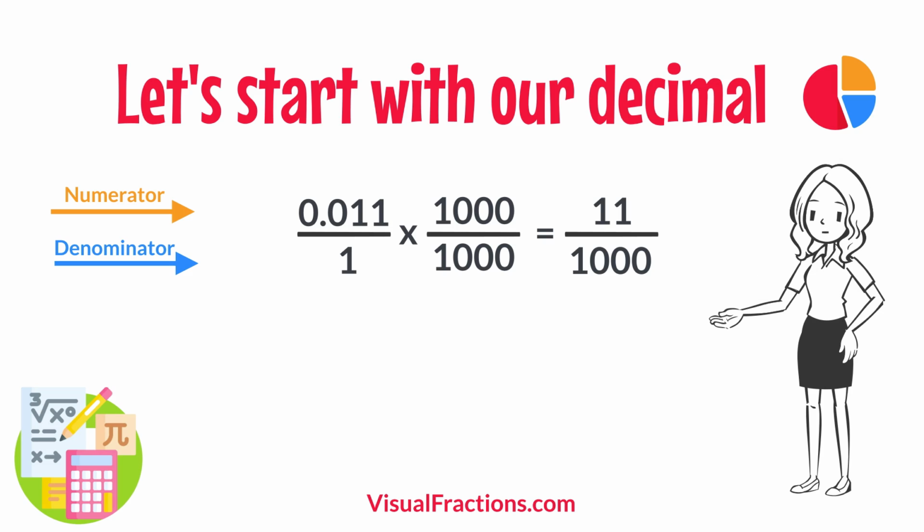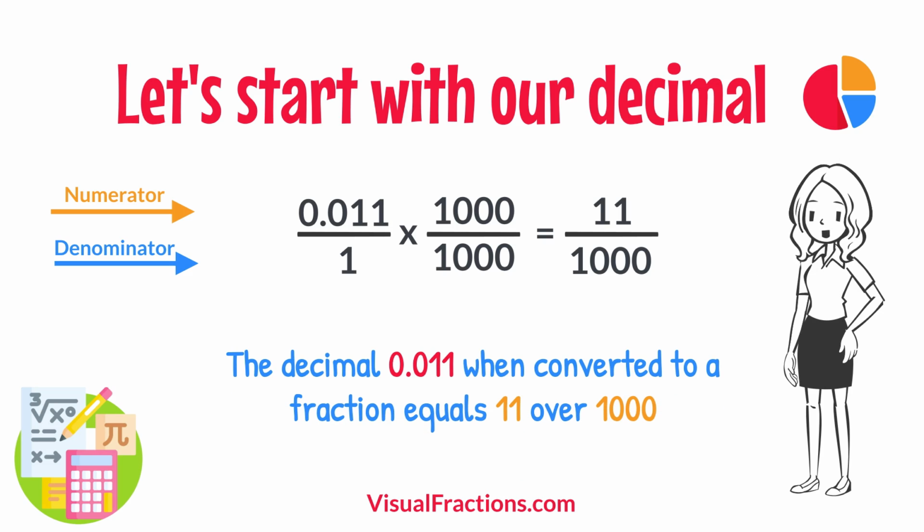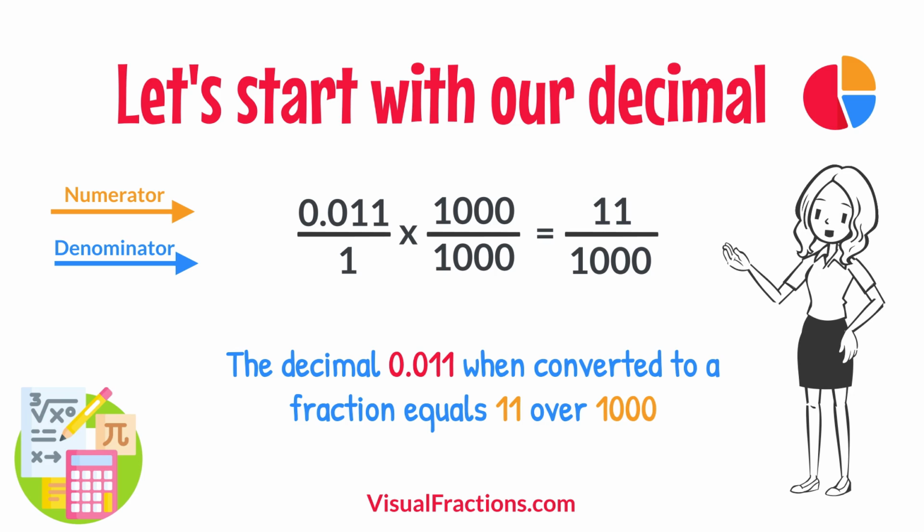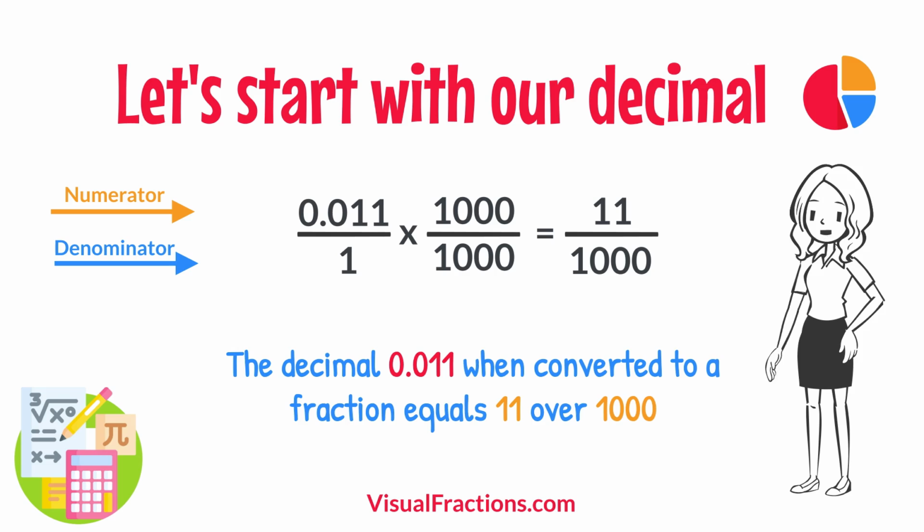And there you have it. The decimal 0.011 when converted to a fraction equals 11 over 1000. This fraction is in its simplest form and cannot be further simplified.